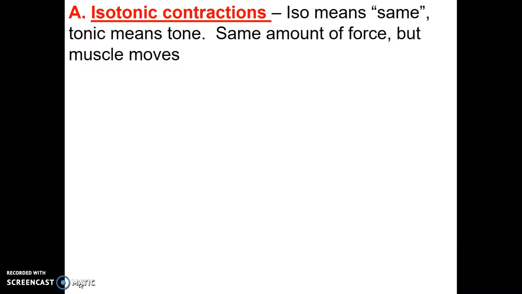Isotonic contractions. Iso means same, tonic means tone. So if I use the same tone and my muscle's moving, okay, same amount of force, but my muscle moves, that's isotonic. That's like picking up a pencil or a pen, something light, and a smooth movement of it. That's an isotonic contraction using the same muscle tone the whole way up.